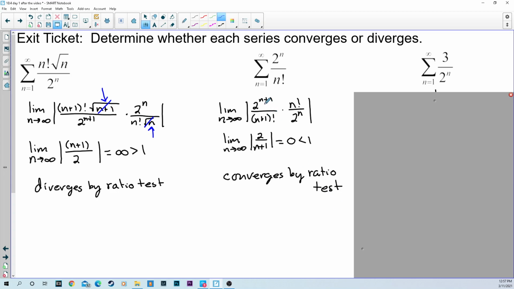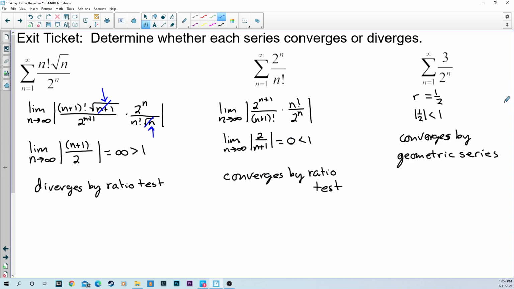This one, we have an extra 2 on the top. These cancel out with n plus 1 in the denominator, and if infinity is in the denominator, then this fraction is going to 0, which is less than 1, converges by ratio test. And then the last one is geometric. You could do the ratio test for this also. r is a half, absolute value of a half is less than 1, converges by geometric series.